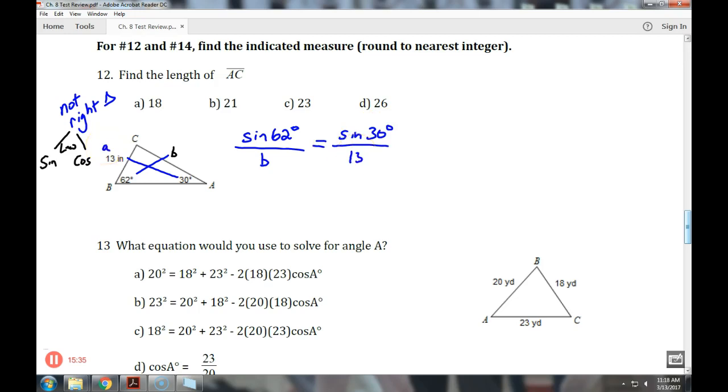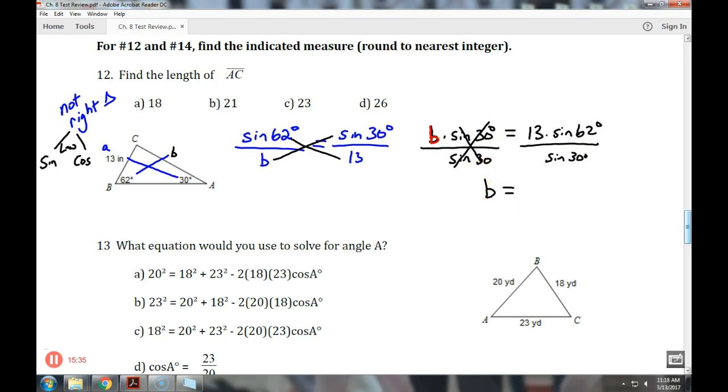So now I'm basically going to cross multiply. I have b times the sine of 30 degrees equals 13 times the sine of 62 degrees. And ultimately, I wanted to find out what b is. So in order to get b by himself, the opposite of times by sine of 30 is divide by the sine of 30, divide by the sine of 30. And I can calculate that, put that all in my calculator. And when I did that, I believe that I got C, 23.